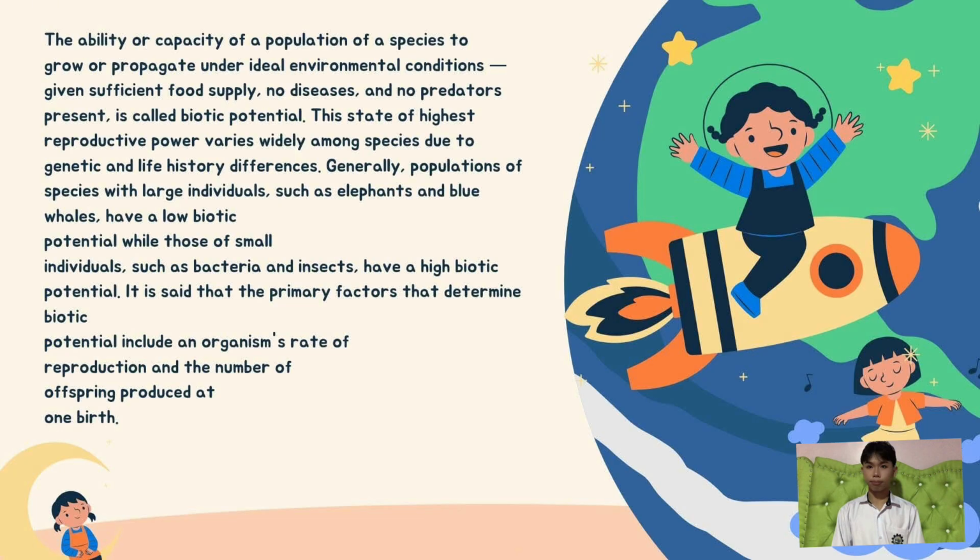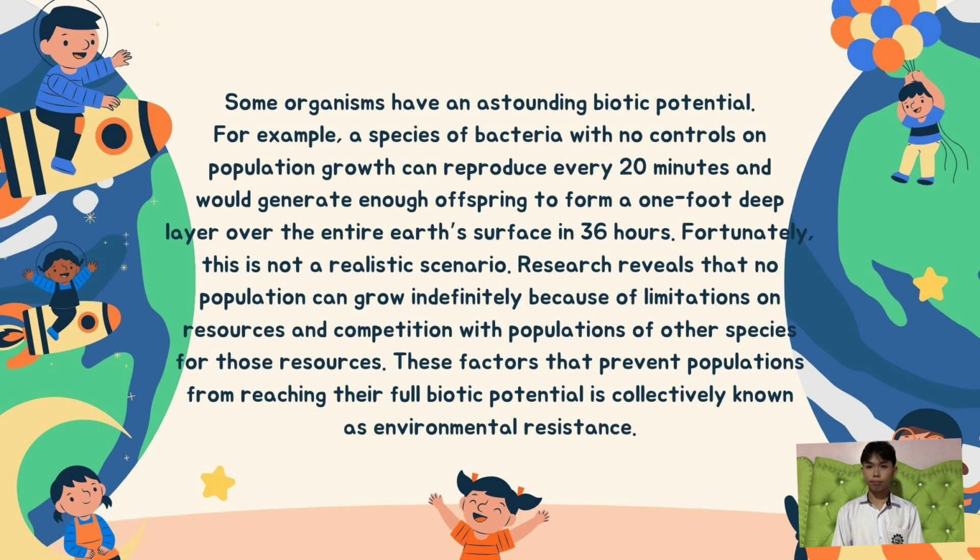It is said that primary factors that determine biotic potential include an organism's rate of reproduction and the number of offspring produced at one birth. Some organisms have an outstanding biotic potential. For example, a species of bacteria with no control on population growth can reproduce every 20 minutes and would generate enough offspring to form a 1 foot deep layer over the entire Earth's surface in 36 hours. Unfortunately, this is not a realistic scenario.